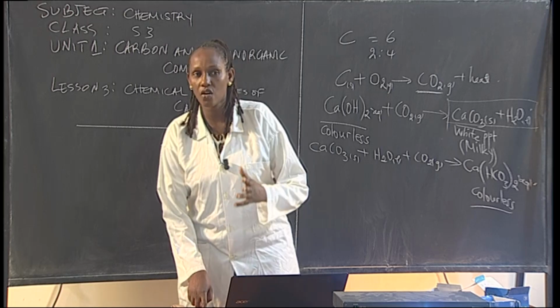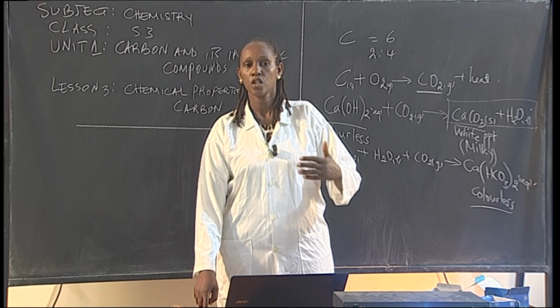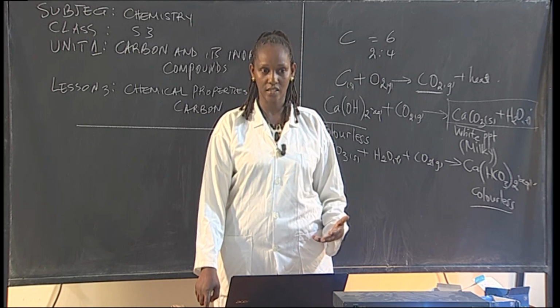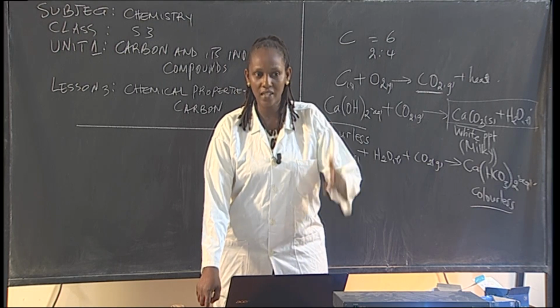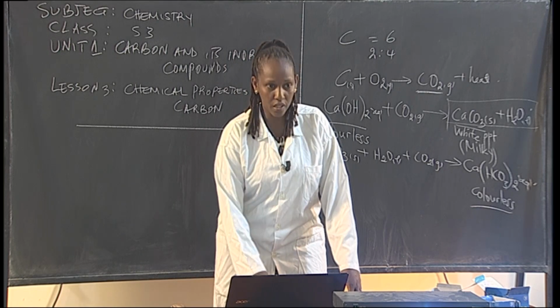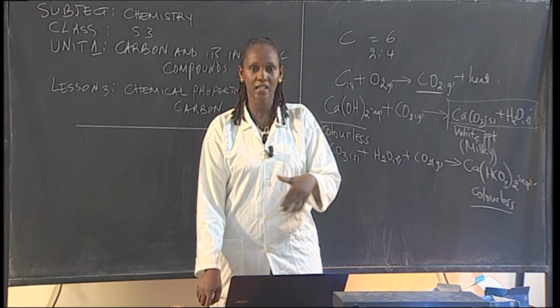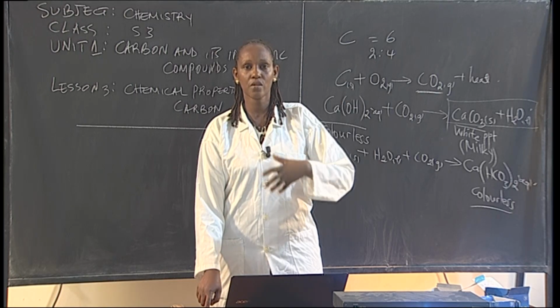The color of the mixture turns from red-brown to gray. What does that indicate? When you're heating iron 3 oxide with carbon, look at the equation below on the slide, please. This is the equation for iron 3 oxide, and this is carbon. Whenever you're heating iron 3 oxide with powdered charcoal, it was red-brown before, and after heating, you will form a gray color.